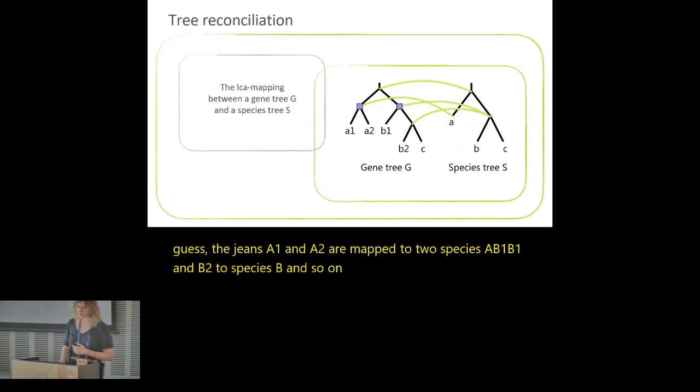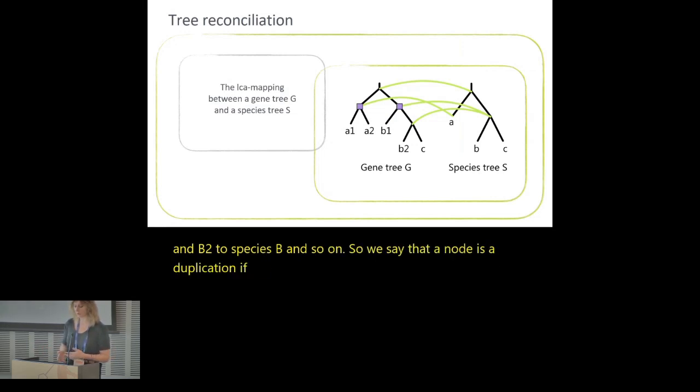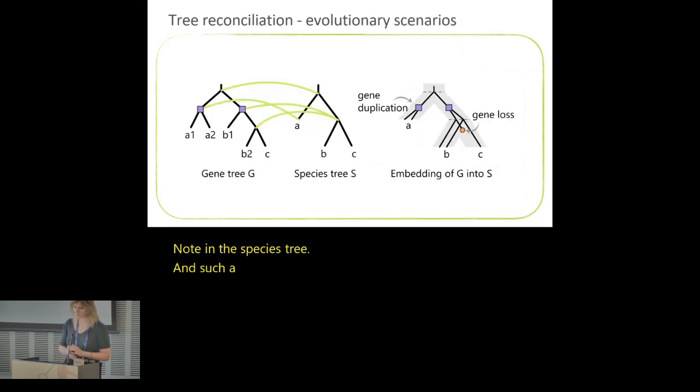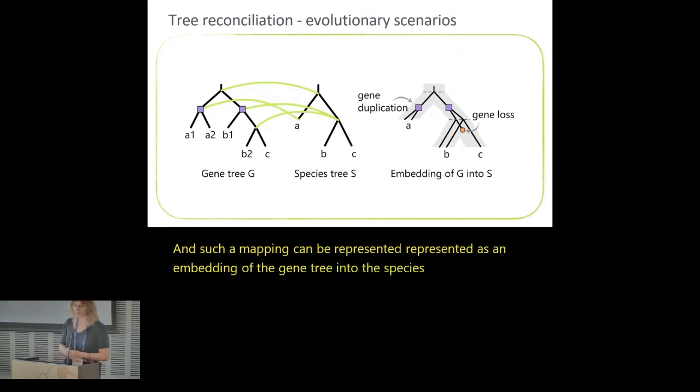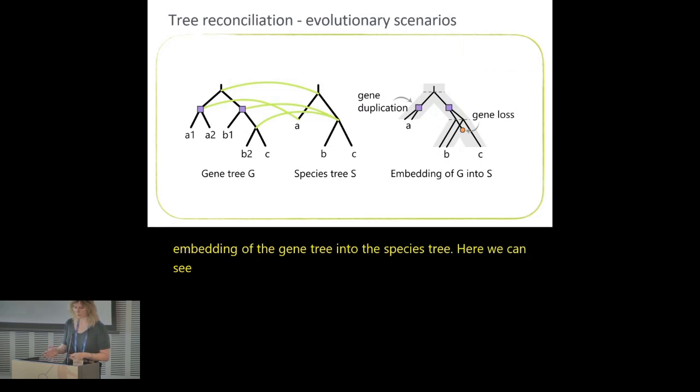So we say that a node is a duplication if this particular node and at least one of its children are mapped to the same node in the species tree. And such a mapping can be represented as an embedding of the gene tree into the species tree. Here we can see where the gene duplications occurred, and such an embedding we call an evolutionary scenario.